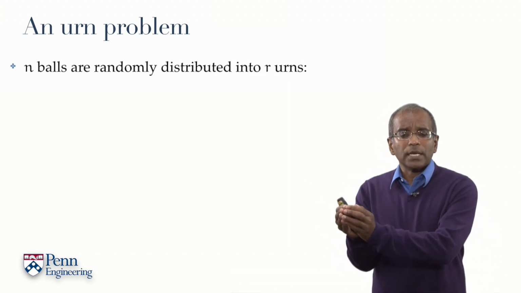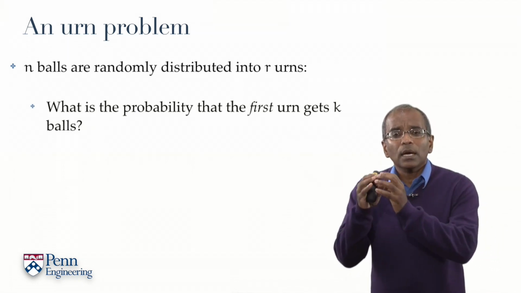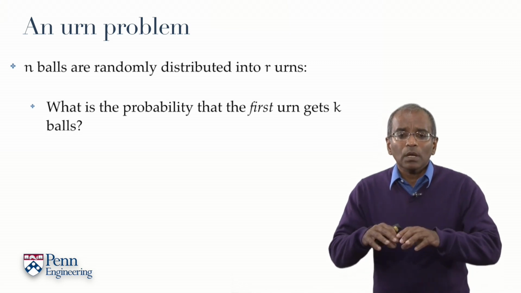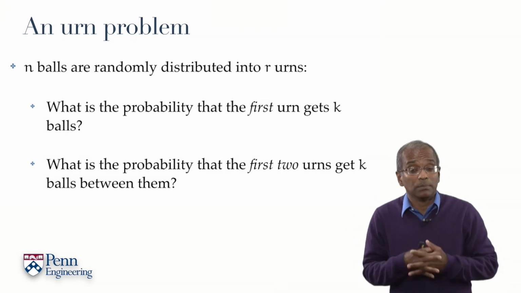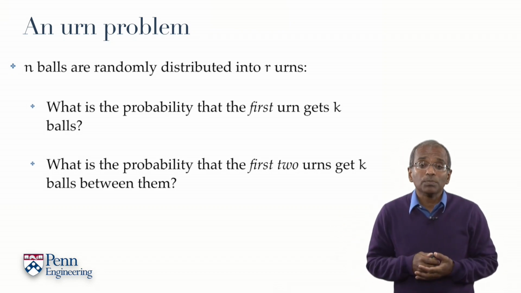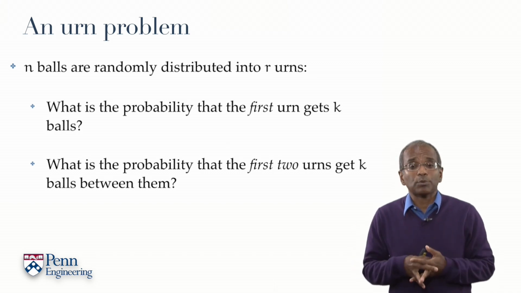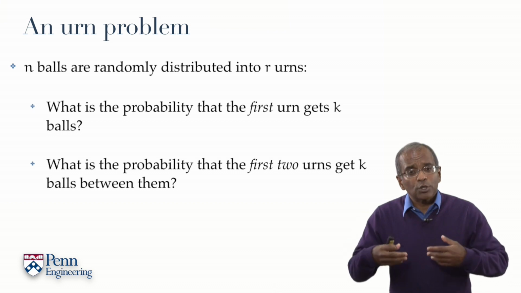We think of the first n as distinguished, and we ask, what is the chance that there are exactly k balls in the first urn? What is the chance that the first two urns between them get k balls? Pause for a moment, see if you can set up the problem and write it down. And when you're ready, resume the lecture.